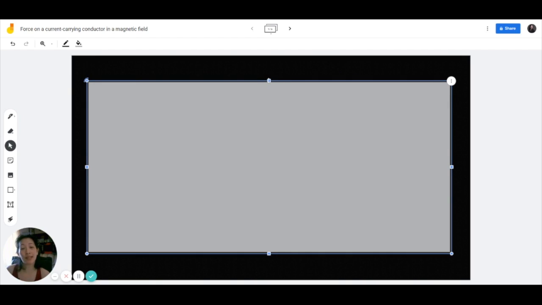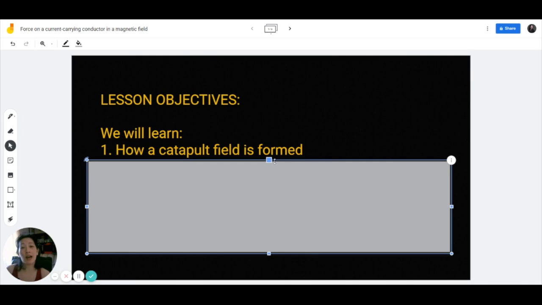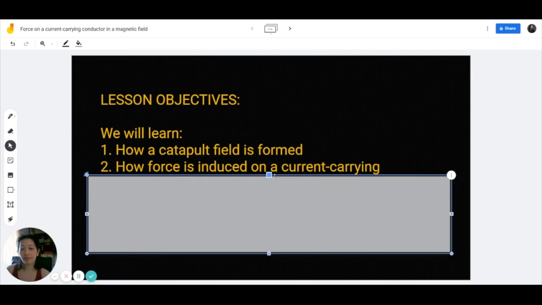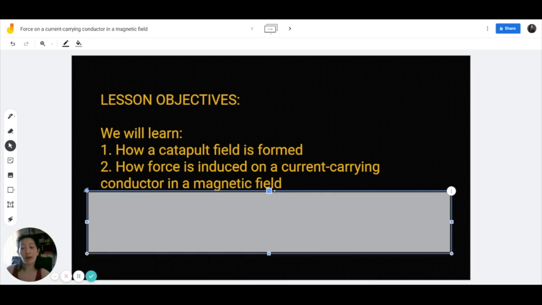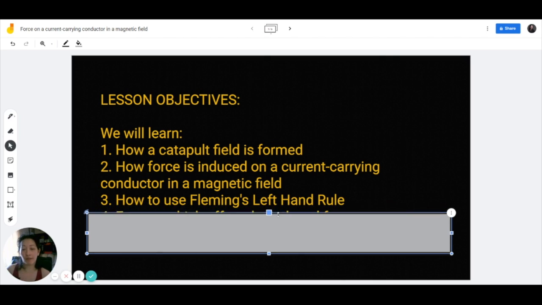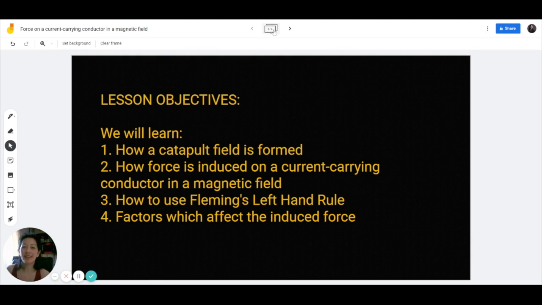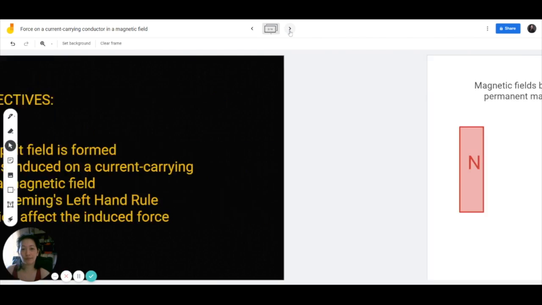So in this video, the lesson objectives are: we will be learning how a catapult field is formed, how a force is induced on a current carrying conductor in a magnetic field, how to use Fleming's left-hand rule, as well as the factors which affect the induced force. So let's go into how a catapult field is formed.